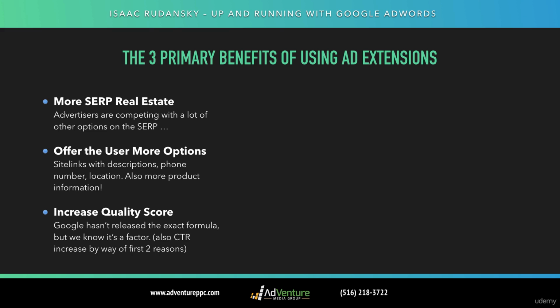Aside from the ad extensions factor of quality score, we know that click-through rate is a very important factor in quality score. Your click-through rate accounts for about 65% of your overall quality score. And based on the first two reasons, that we're offering the user more options and we have more real estate, literally bigger ads, that will help you also increase your click-through rate. So from a quality score perspective, and having good quality scores is absolutely imperative when you're trying to run profitable ad campaigns, good use of ad extensions will absolutely increase your quality score directly, and it will also indirectly increase your quality score by way of increasing your click-through rate.